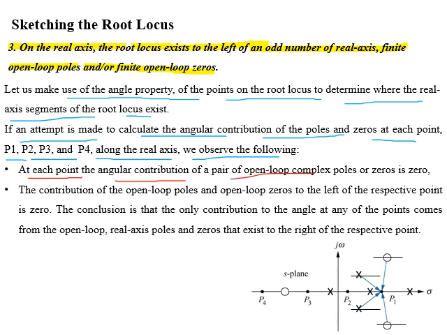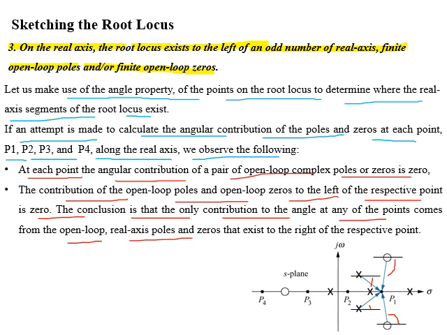At each point, the angular contribution of a pair of open loop system complex zeros or poles is equal to 0. Secondly, the contribution of an open loop pole or open loop zero to the left of the respective point is 0. The conclusion is that the only contribution to the angle at any point comes from the open loop system real axis poles and zeros that exist to the right of the respective point.